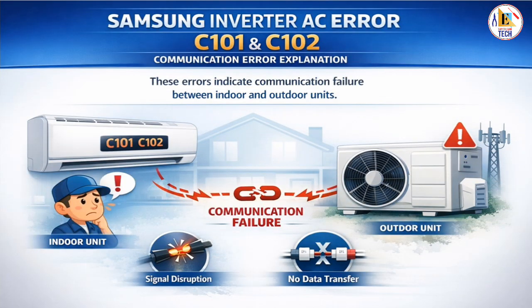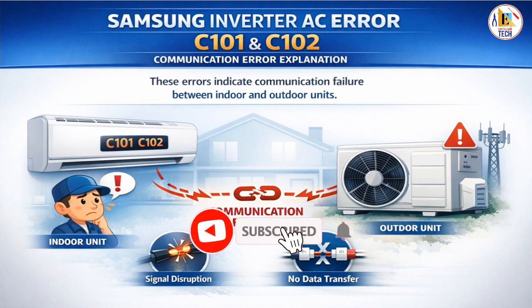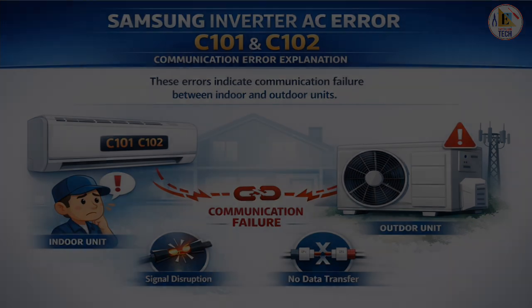Samsung Inverter AC error codes C101 and C102 are related to communication failure within the system. In simple terms, this means the indoor unit and outdoor unit cannot properly exchange signals. Because of this, the system cannot operate correctly and may stop working completely. This issue is quite common in inverter systems, especially when there are wiring problems or control board issues.